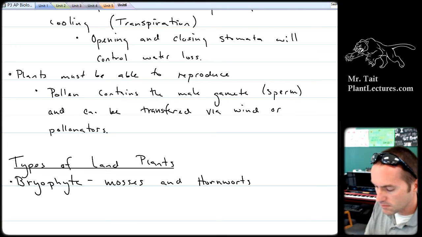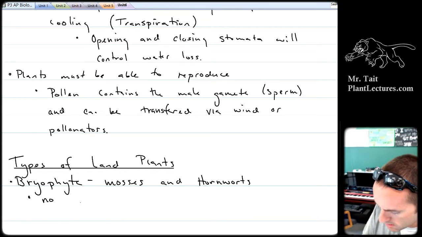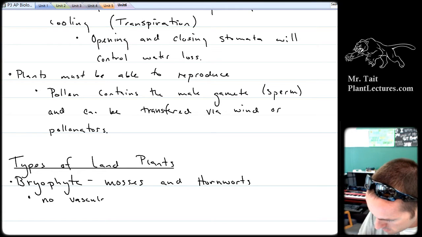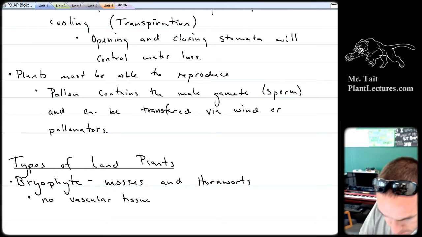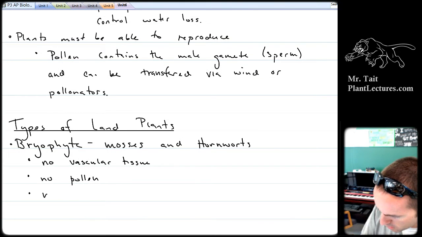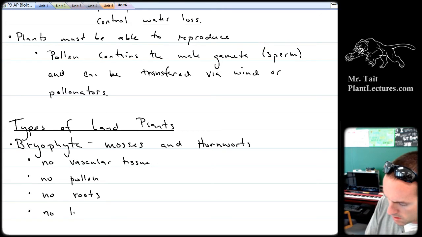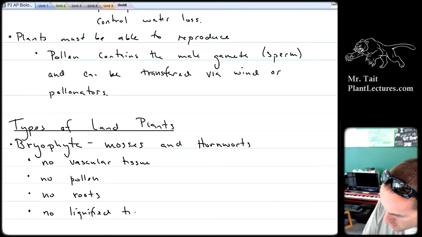And they have no vascular tissue, no pollen, no roots, and no lignified tissue.